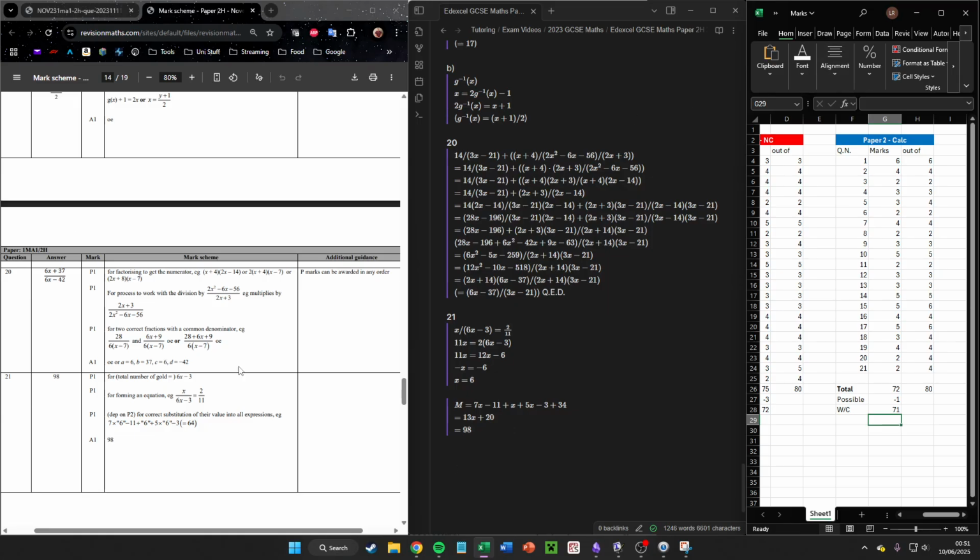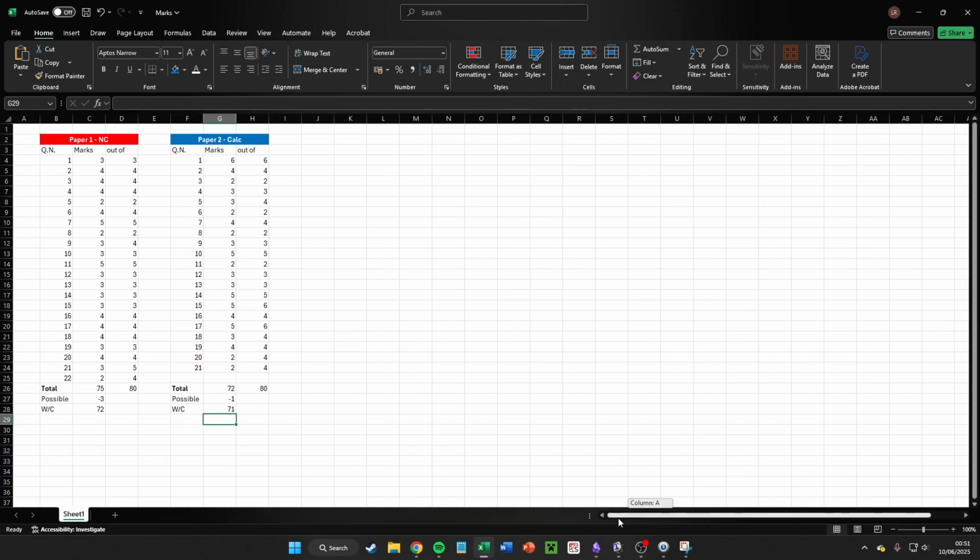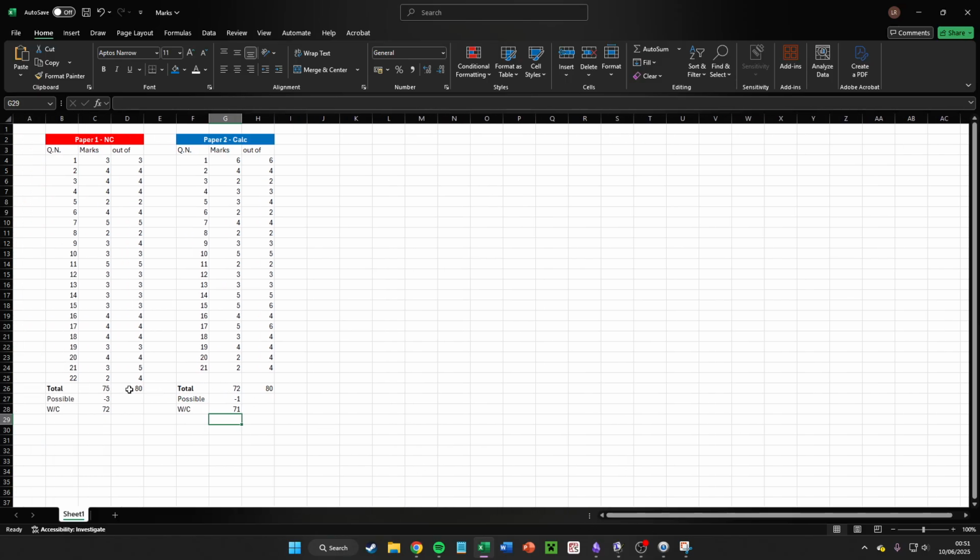So I will sort of ignore the rest of this now. This was my paper 1. I got 75 out of 80 with a possible loss of 3 for a worst case scenario of 72. So this is sort of the second.